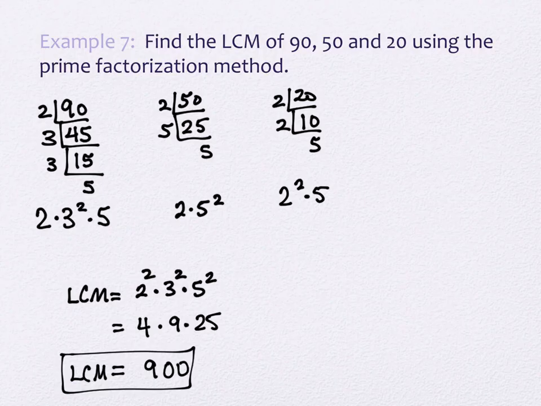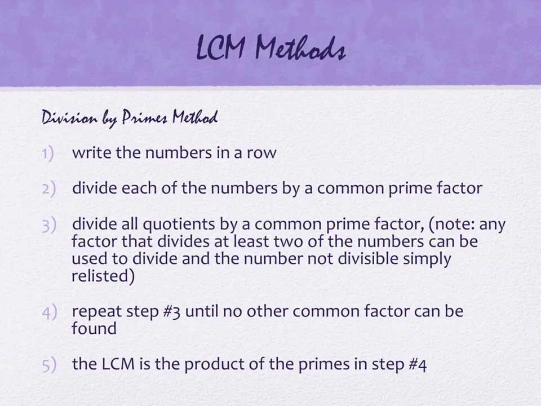Okay, so we did prime factorization, and it mirrors the prime factorization from the other one. We're also going to do division by primes, and it's also going to have some similar features as the division by primes before. So you're going to write the numbers in a row. You're going to divide the numbers by a common factor. Okay, so all that part's the same.